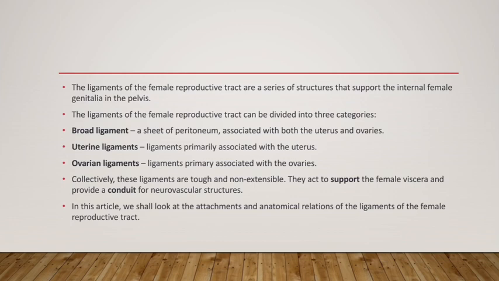Broad ligament, a sheet of peritoneum associated with both the uterus and the ovary. Uterine ligament, ligament primarily associated with the uterus. Ovarian ligament, ligament primarily associated with the ovary. Collectively, these ligaments are tough and non-extensible. They act to support the female viscera and provide a conduit for the neurovascular structures. In this article, we shall look at the attachments and the anatomical relations of the ligaments of the female reproductive tract.